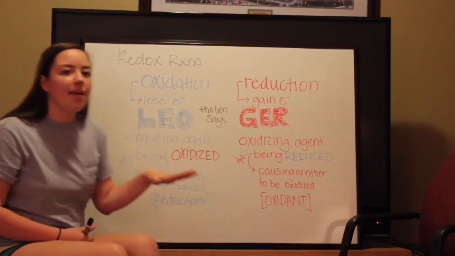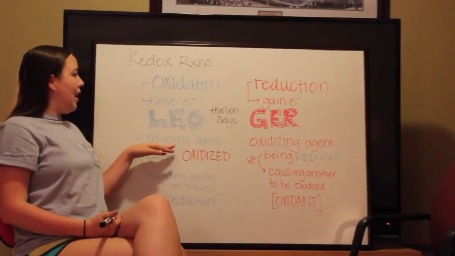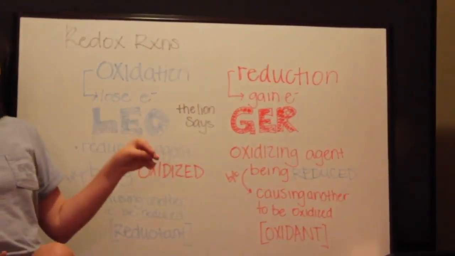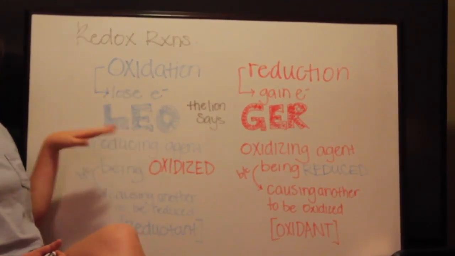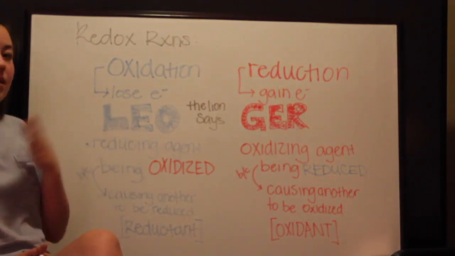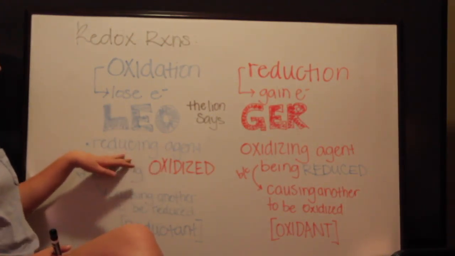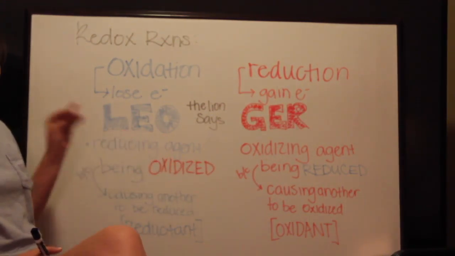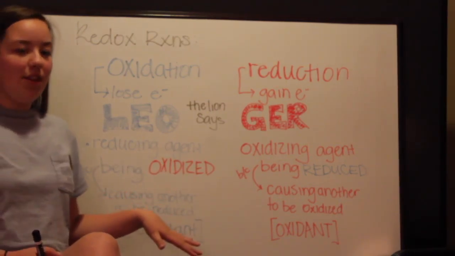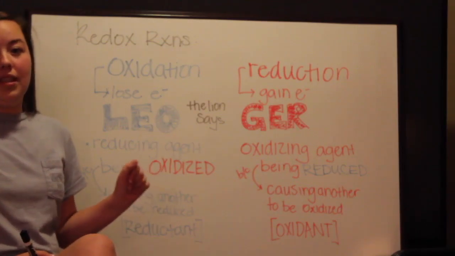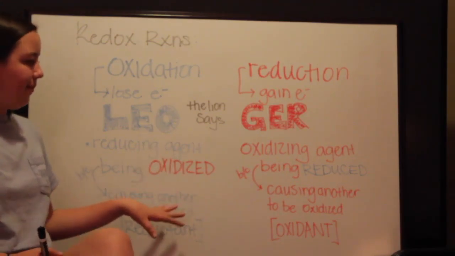And something that can be a little confusing is that the reaction is oxidation, but the thing that's actually losing electrons can be called the reducing agent, but it's not the oxidizing agent. It is the reducing agent because though it is being oxidized, it is causing another thing to be reduced. So it can also be called the reductant.